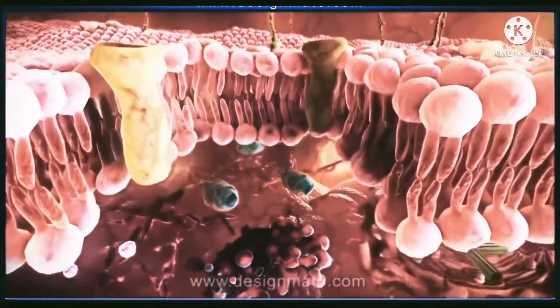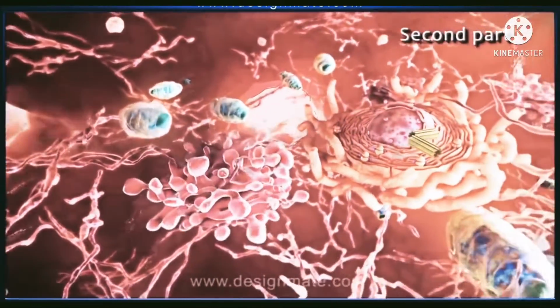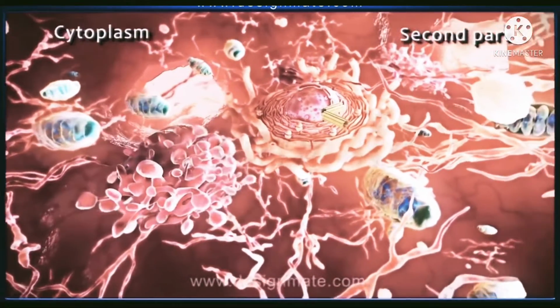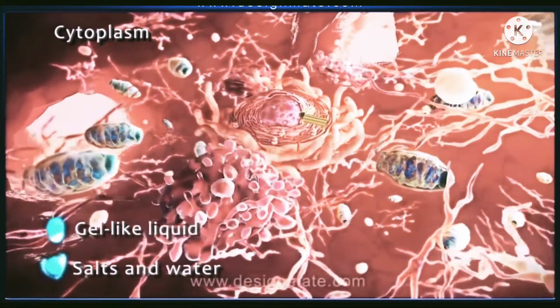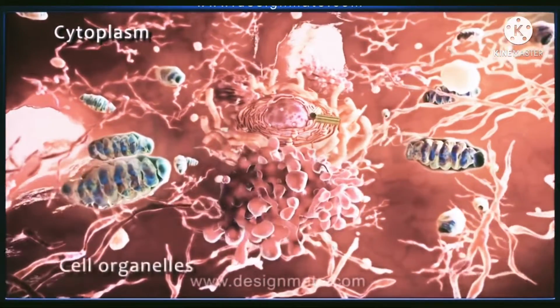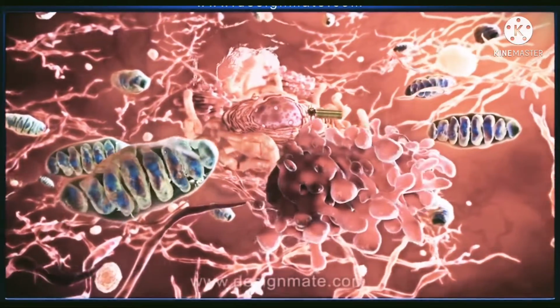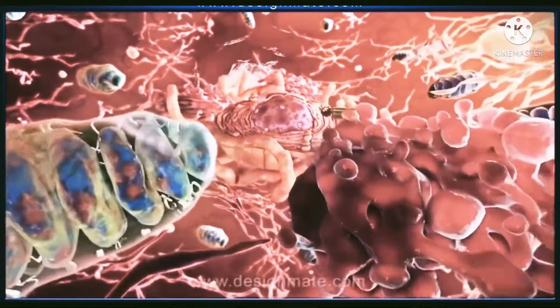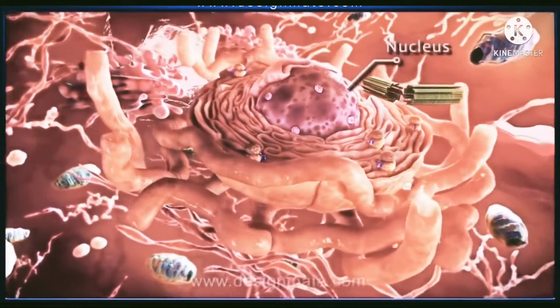As we move inside the cell, we see the second important part of the cell, which is the cytoplasm. This cytoplasm is a gel-like liquid and is essentially salts and water. Various cell organelles and organic molecules remain suspended in it. In the center of the cell, we see the third most important part, which is the nucleus.